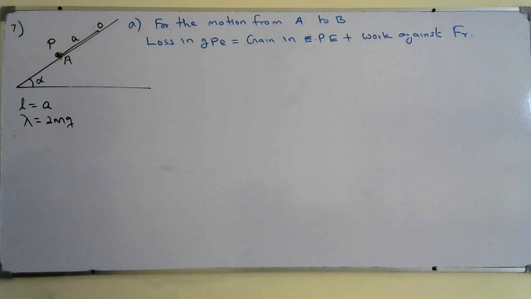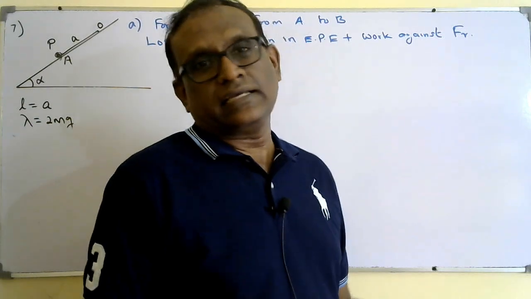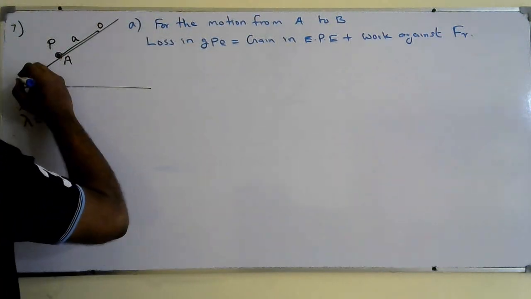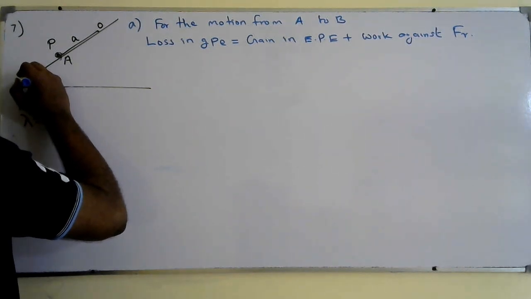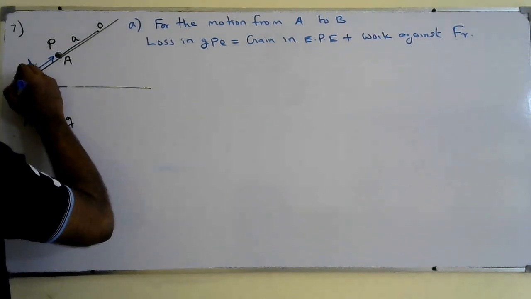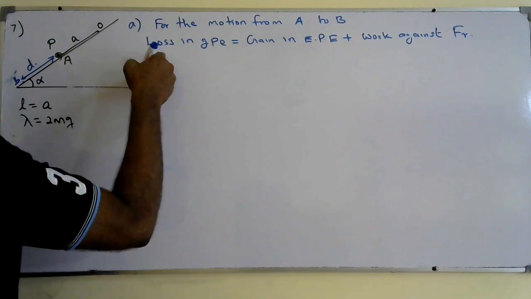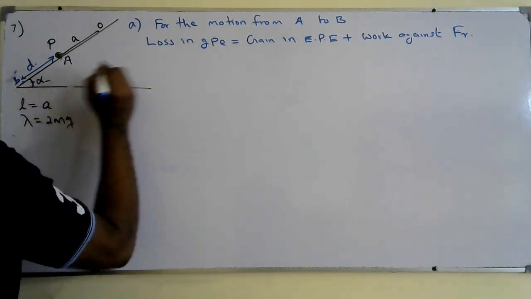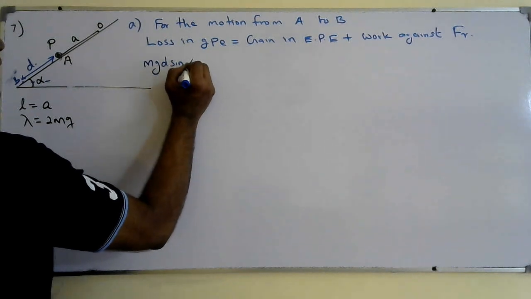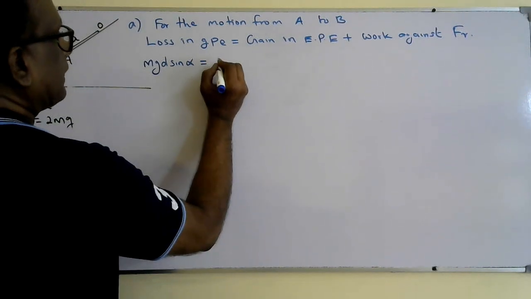So there is no gain in kinetic energy and no loss in kinetic energy. It gained kinetic energy but it lost it, so finally neither gain nor loss. Loss in GP: the distance it moved from A to B, let that distance be d. This is point A, this is point B. Loss in GP, the vertical height it moved, is mg d sin alpha.